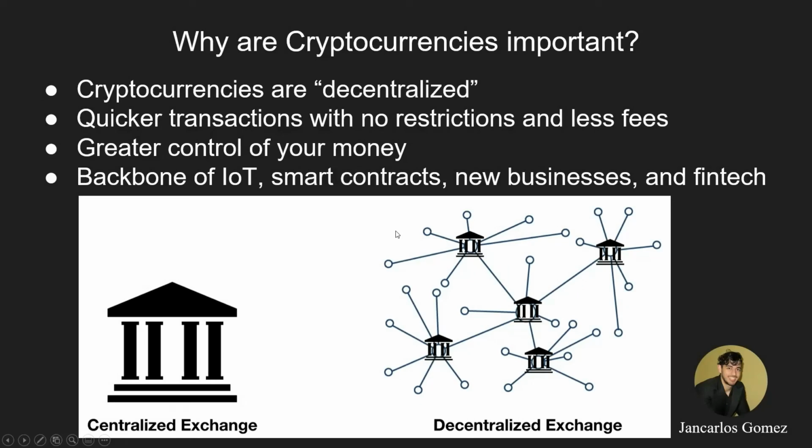Why are cryptocurrencies important? Cryptocurrencies are decentralized and eliminate the need for a third party. They allow for quicker transactions and no restrictions, and usually less fees for international transactions. You have greater control of your money, but with greater control comes greater responsibility, since you could lose all your money if you misplace your wallet. Unlike keeping your money in the bank, where it is insured by the government if something were to happen to it, you have far greater risk. Cryptocurrencies serve as the backbone of the Internet of Things, smart contracts, new businesses, and financial technologies thanks to the introduction of the blockchain.